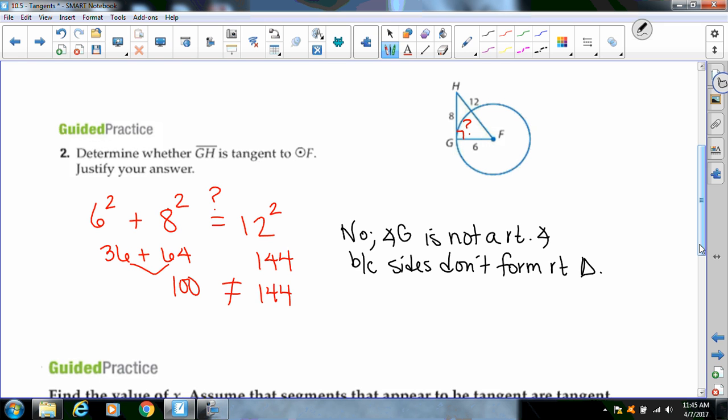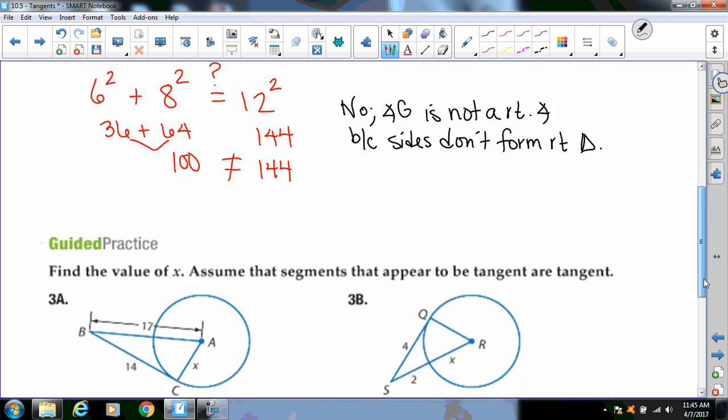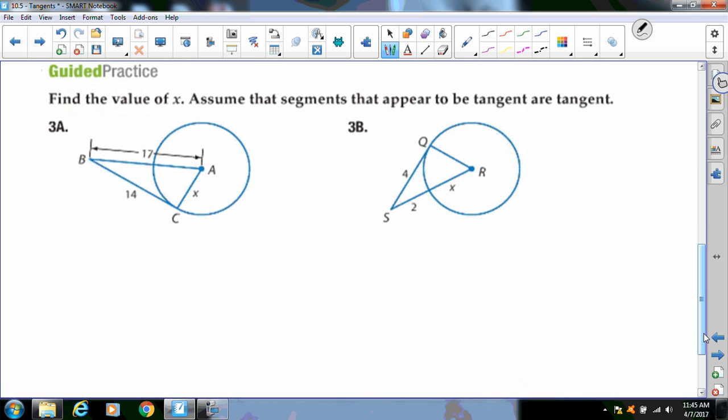So you want to keep the Pythagorean theorem in your toolbox. You're going to use it a lot. If you're trying to decide if something is tangent, you're going to use the Pythagorean theorem a lot.